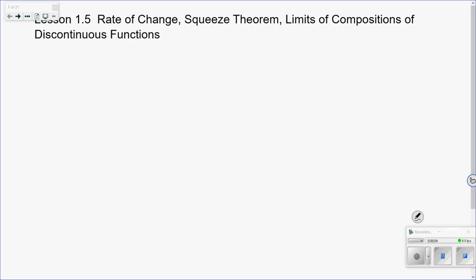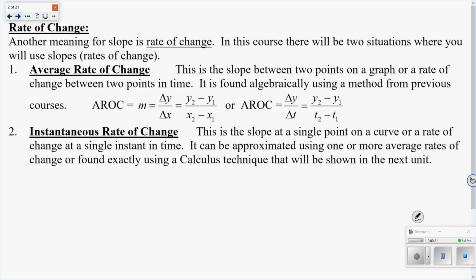All right, today we're going to go through rate of change, the squeeze theorem, and limits of compositions and discontinuous functions. The nice thing about rate of change is you guys have talked a lot about this before in Math 2 and Math 3. So we're just going to do a nice review of it. This is going to come up really big throughout calculus.